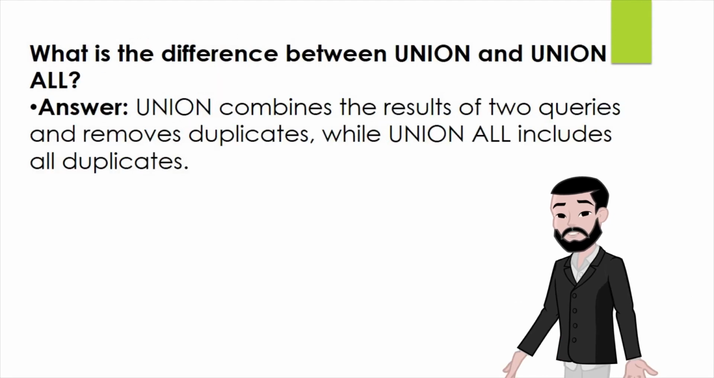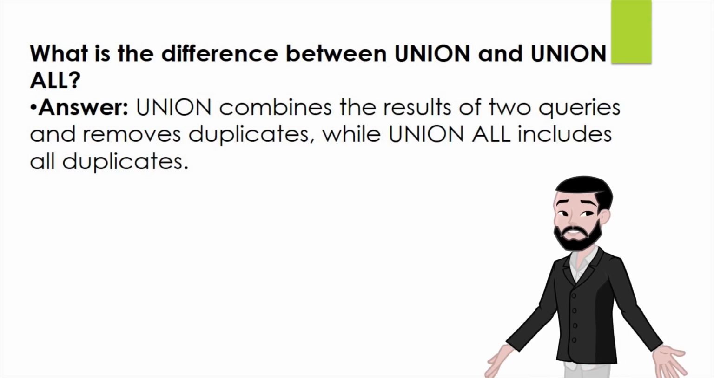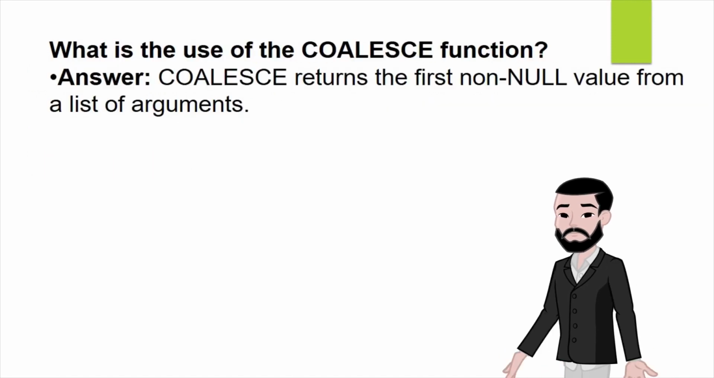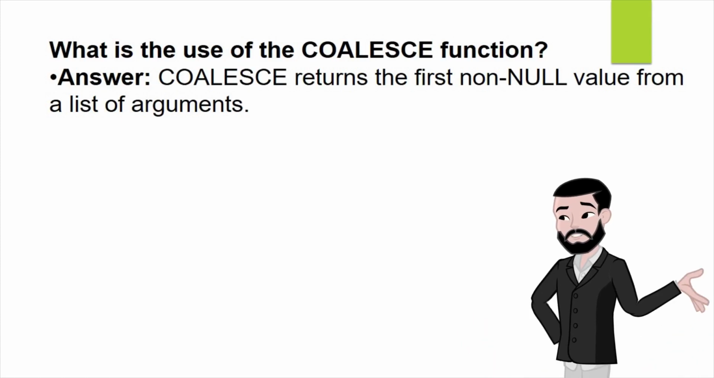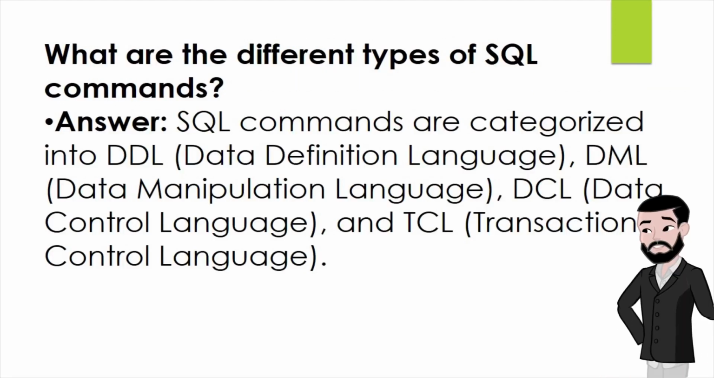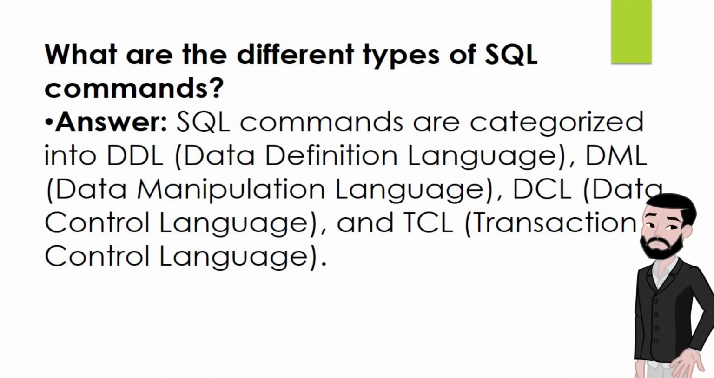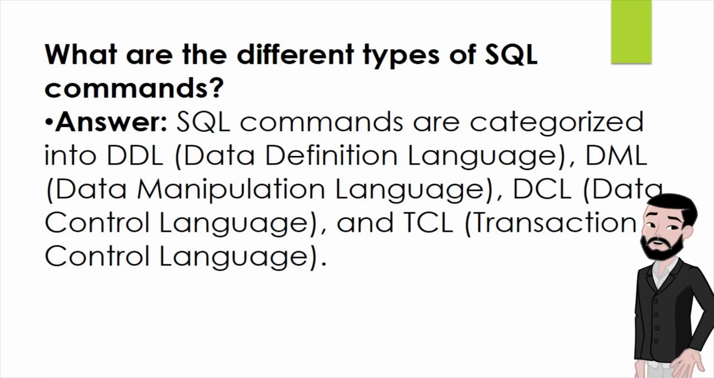What is the difference between union and union all? Answer: union combines the results of two queries and removes duplicates, while union all includes all duplicates. What is the use of the coalesce function? Answer: coalesce returns the first non-null value from a list of arguments. What are the different types of SQL commands? Answer: SQL commands are categorized into DDL, Data Definition Language, DML, Data Manipulation Language, DCL, Data Control Language, and TCL, Transaction Control Language.